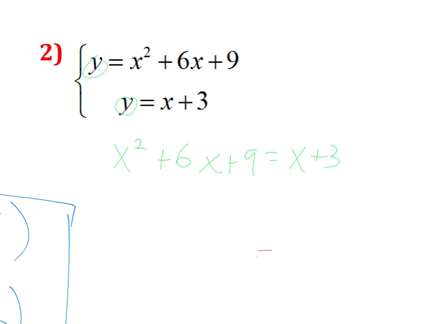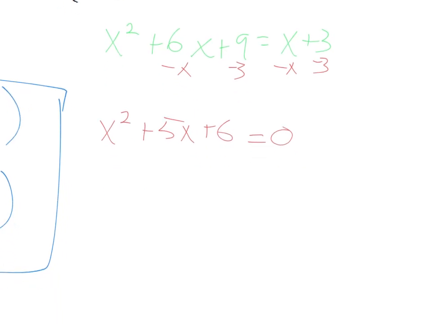My goal is I want this equal to 0. So that means this x has to go. So we'll have x squared, a 5x. This 3's got to go, and that'd be a 6. X squared plus 5x plus 6 equals 0. So we have an x squared, which means we want this equal to 0. So now we can hopefully factor and solve.